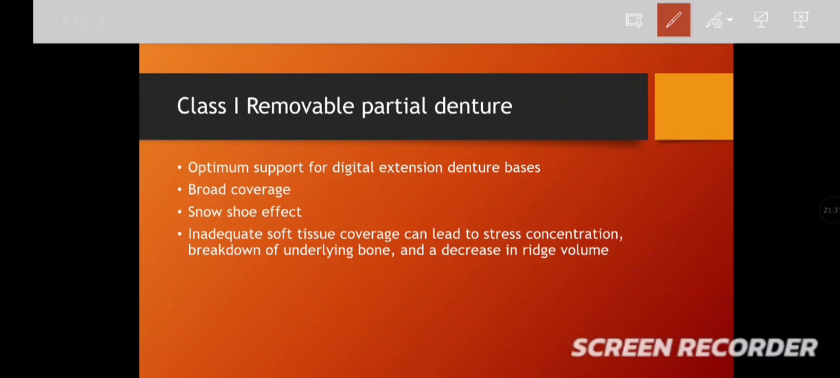So, what are all the design considerations for a class 1 removable partial denture? It should have optimum support for the distal extension denture bases.